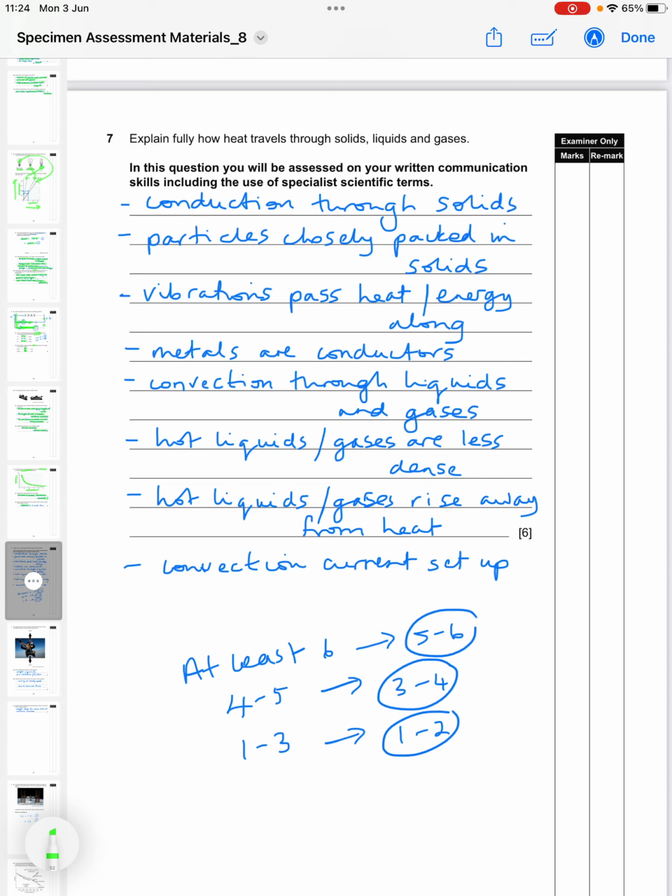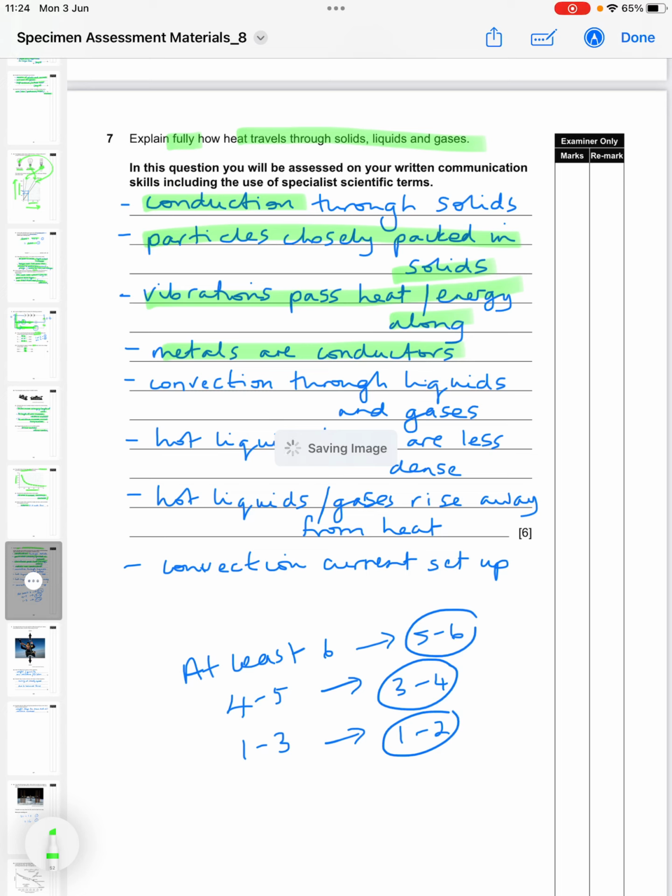Now we've got a question about heat transfer. It says explain fully how heat travels through solids, liquids and gases. Not very much information there, but you're probably looking at a couple of marks for each, and then I'll show you at the end where the marks actually come from. So if you're talking about solids, you would say conduction through solids because the particles are closely packed, so that would be 2 marks there. Then vibrations pass heat energy along through them. You could also say that metals are good conductors. And then talking about liquids and gases, so convection through liquids and gases.